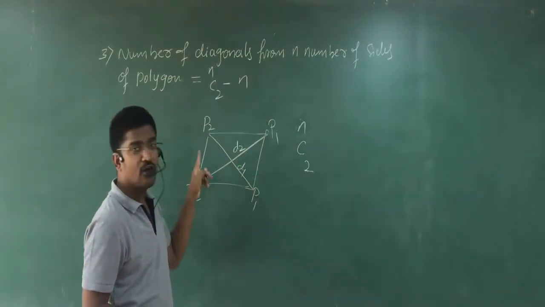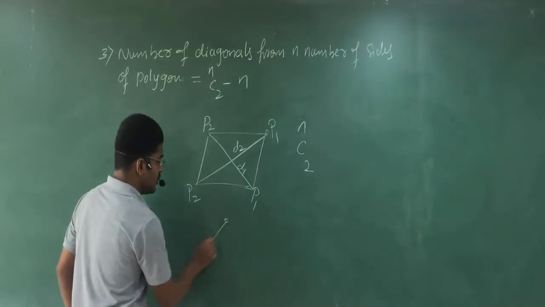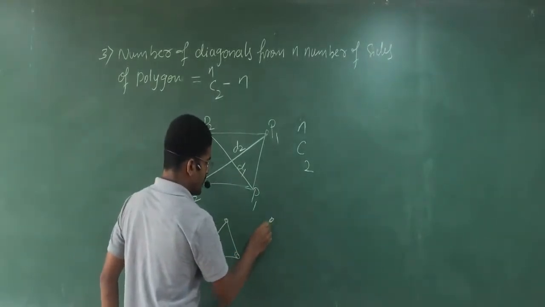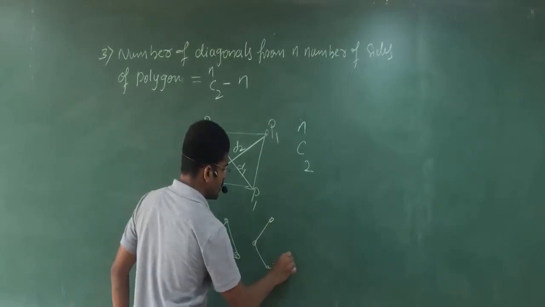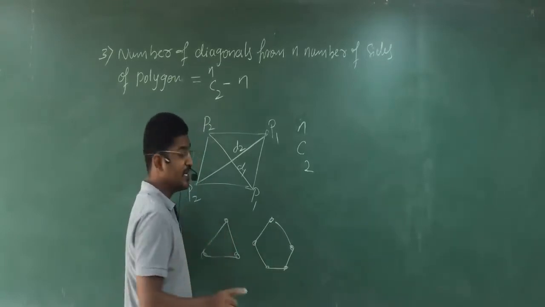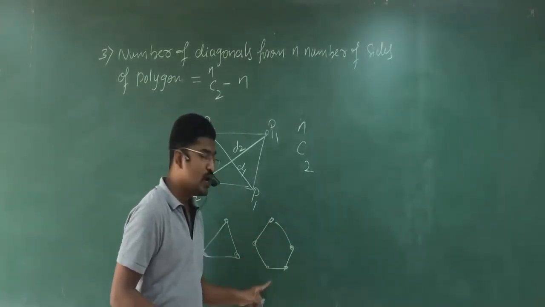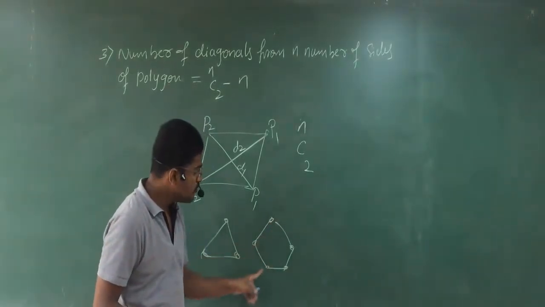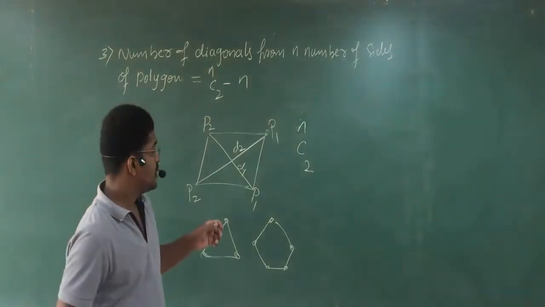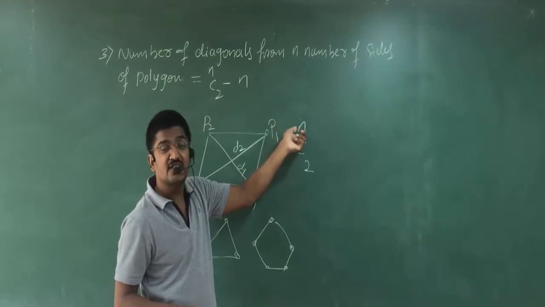See, you have 4 corner points, you have 4 sides. For a triangle you have 3 points, you have 3 sides. For a pentagon, 1, 2, 3, 4, 5, you have 5 sides and you have 5 points. That means the number of points is equal to the number of sides of any polygon. So n number of sides, or n number of points, you can call.